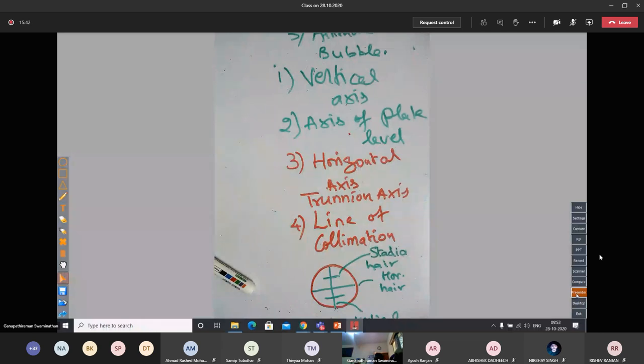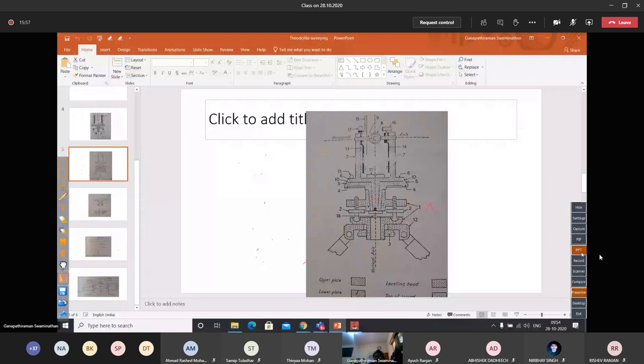Then what is the relationship between the horizontal axis and the vertical axis? Where is the horizontal axis? This is the horizontal axis. The horizontal axis and the vertical axis are perpendicular.